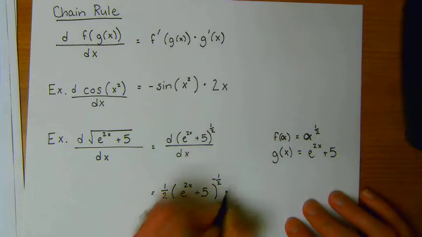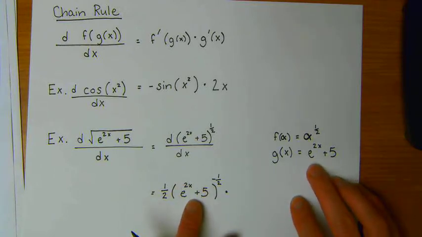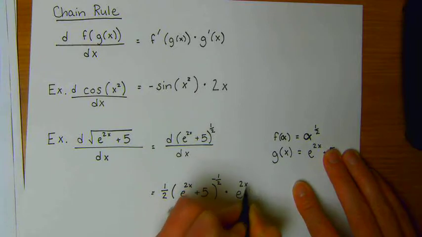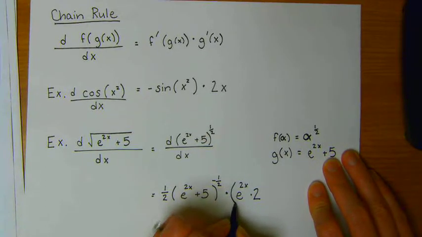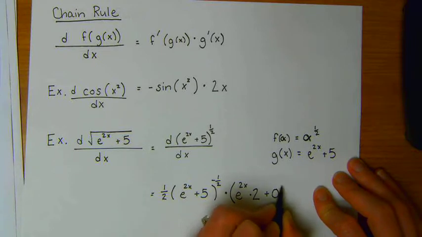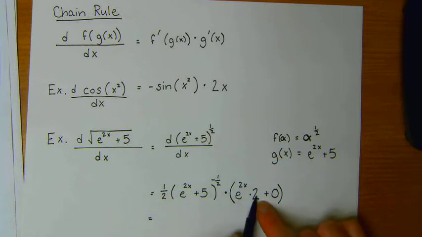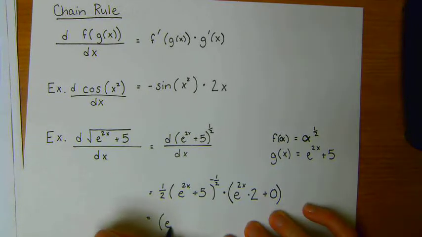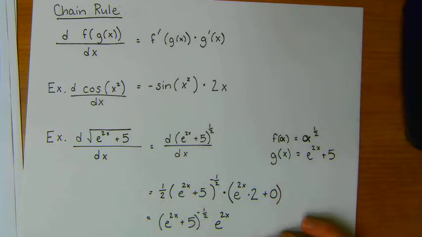Now I still need to multiply by the derivative of the inside function, and for the derivative of the inside function I'm actually applying chain rule again. The derivative of e to the 2x is going to be e to the 2x times the derivative of 2x, which is 2, plus the derivative of 5, which is 0. So altogether, all of these things multiplied, I have e to the 2x times 2 times 1/2. The 2 times 1/2 simplifies to just 1. And I'm left with e to the 2x plus 5 to the negative 1/2 times e to the 2x. That is my final derivative, my answer.